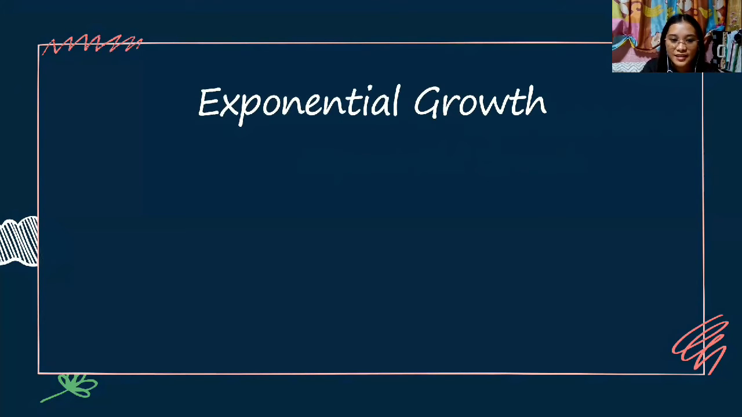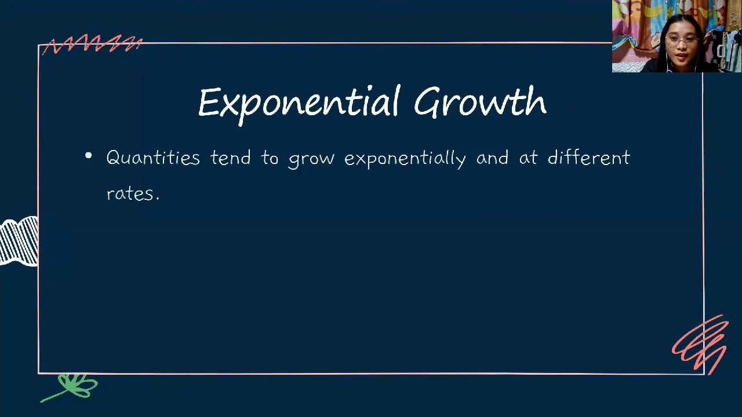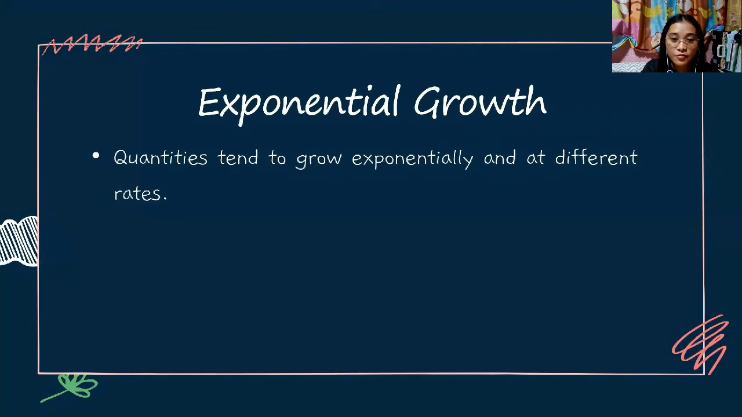Exponential growth is applicable to quantities that tend to grow exponentially and at different rates. The common applications of exponential growth are the following: the human population, animal population, bacteria, and the number of viruses. To find the exponential growth, we need to follow this formula.